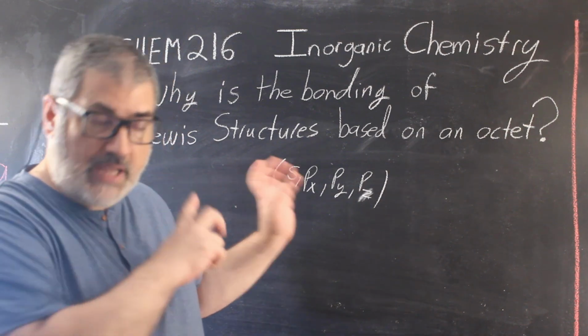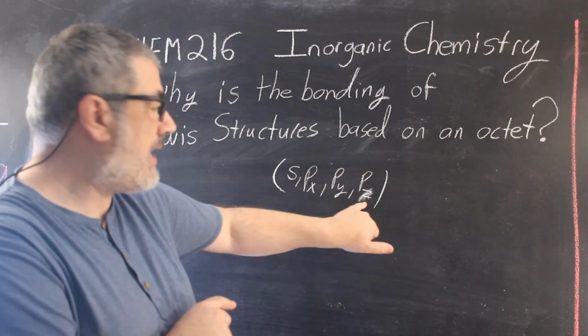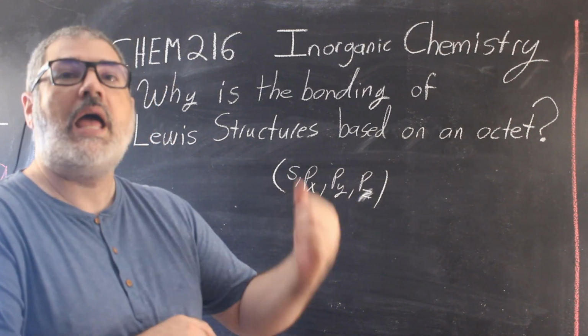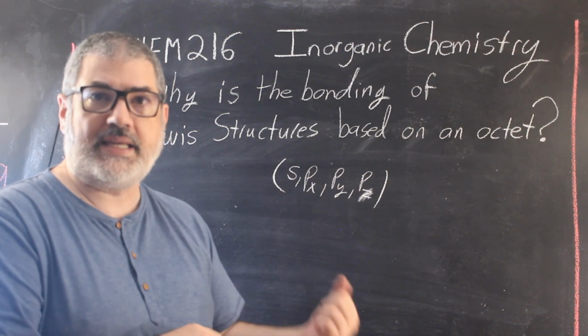Now again, to answer this question, px, py, pz, 4 atomic orbitals, and each one holds 2 electrons, therefore 8 electrons to get to the octet.